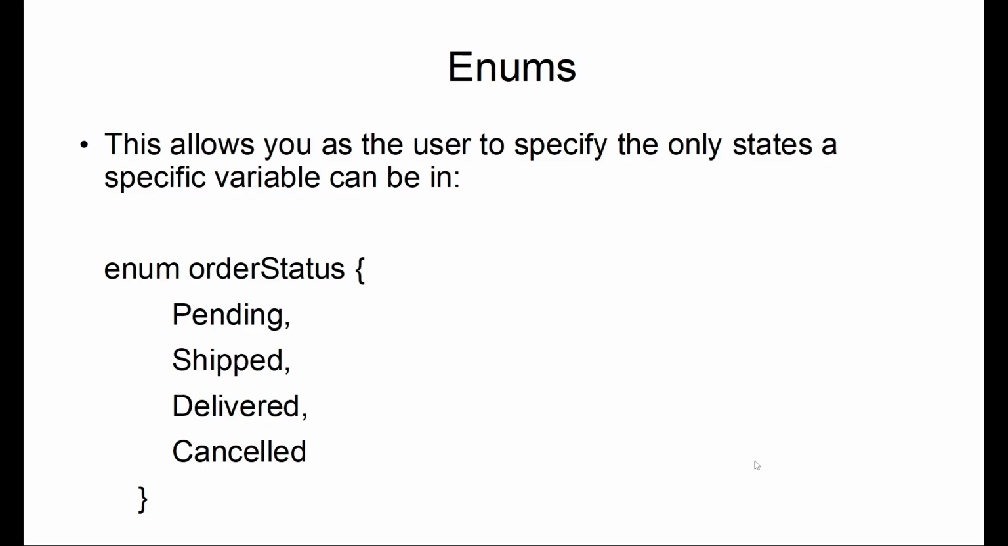The last thing we need to look at is enums. This allows the user to specify the state of a specific variable, so only what you predefine it as can be put into it. So for an enum, it can only be pending, shipped, delivered, and canceled, if that's what we make it.